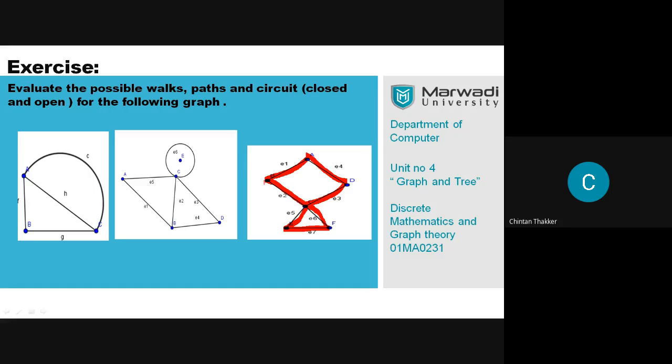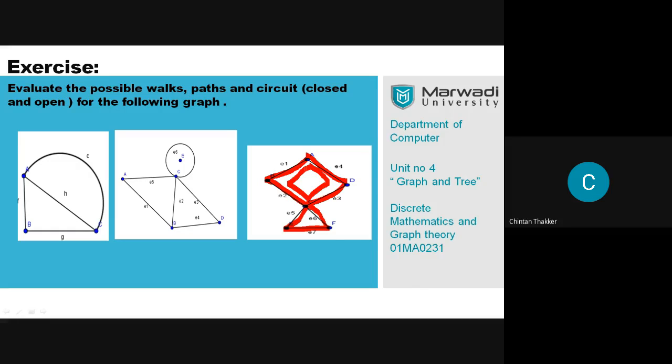It is not a circuit because the vertex C is repeated. From A we go to B, then C, then we go to E, then F, then again we reach C. So here C is repeated, so it is not a circuit.